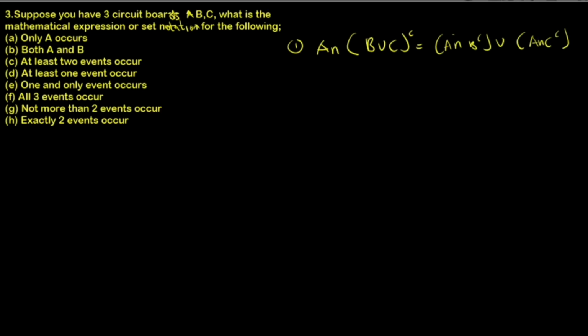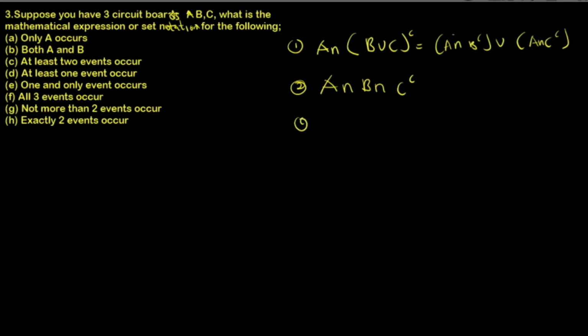With question number 3B, they said both A and B occur. So we should write both A and B occur. With both A and B occurring, we have A intersection B intersection C complement, because C is not part. Let's look at C.